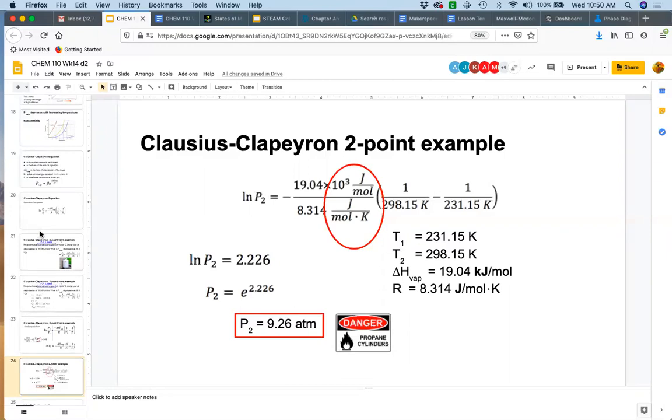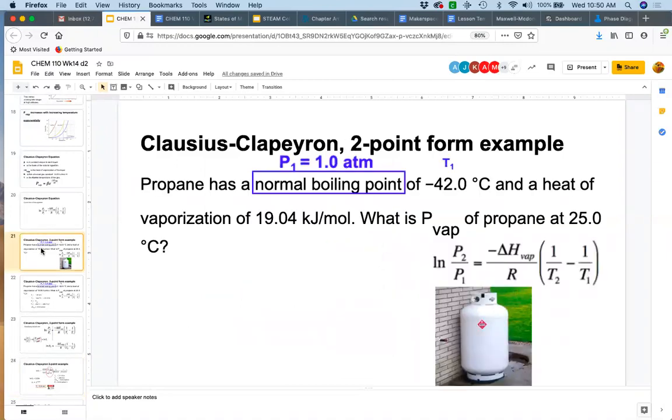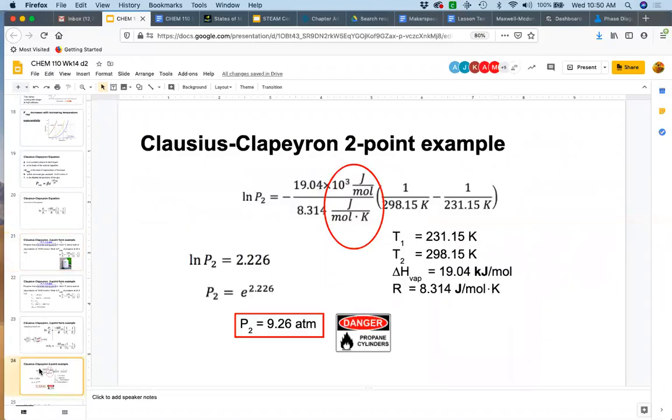And in this case, if I think about the numbers that I started with, my number of significant figures, let's go back and double check. So it looks like for the information that I'm given in the problem, 3 sig figs is what I'm looking for. Because this is an inferred value, 1.00 atm would be the same. So I'm using 3 sig figs for my solution. So my pressure is 9.26 atmospheres. This is the reason why they have the symbol of danger on propane cylinders.